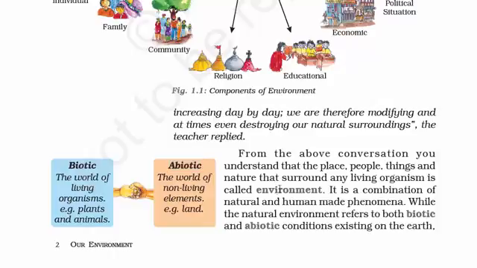Let's get the definition of environment. From the above conversation, you understand that the place, people, things and nature that surround any living organism is called environment. Living organism means anything that breathes on this planet. It is a combination of natural and human made phenomena. So environment is made by both human as well as natural.